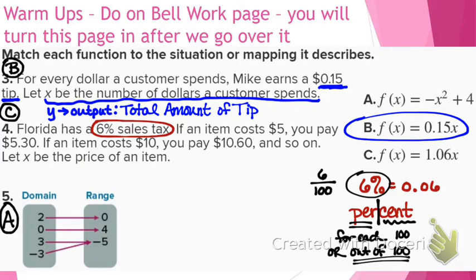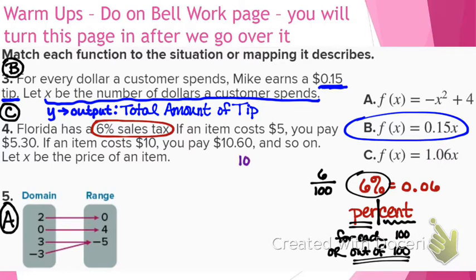So I'm curious, because this has 1.06. What do you think that 1 means? Like, why is it there? Why didn't they just have 0.06 for the sales tax? Yes, sir? It's a whole number. It is a whole number, yes.